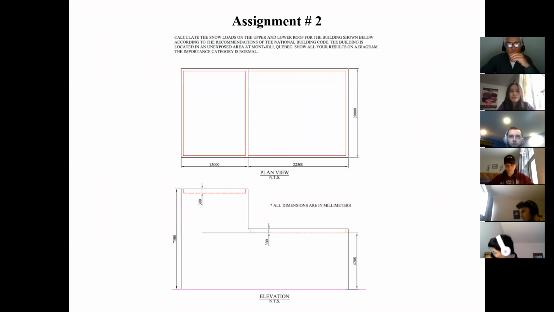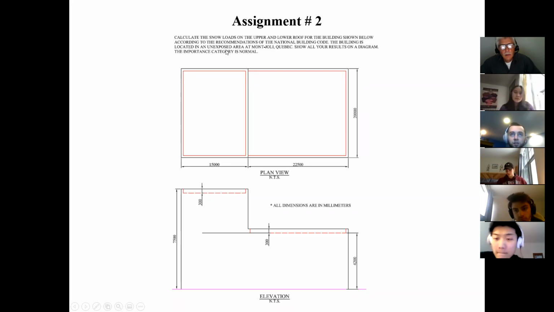Okay, so here what we had basically was the plan view of a building. And of course these dimensions I put here are something that I just came up with. Basically what we're asked to do was to calculate the snow loads on the upper and lower roof of the building, according to the recommendation of the National Building Code. This building is located in an unexposed area in Montjoly. I don't know if you guys know where Montjoly is, but it's a very nice part of Quebec if you ever go up there, or down there, I should say, and show all the results on a diagram, okay?